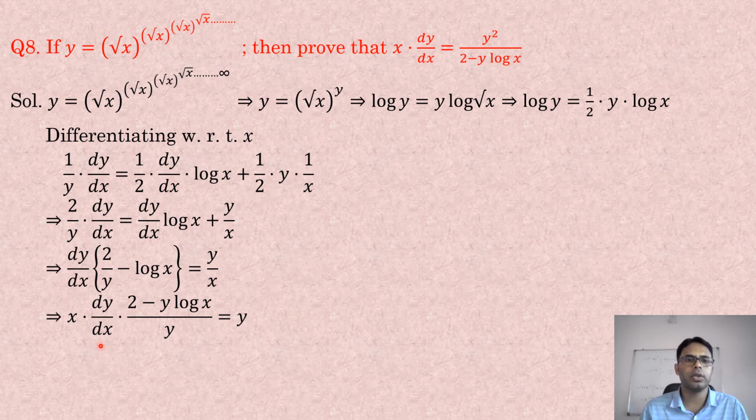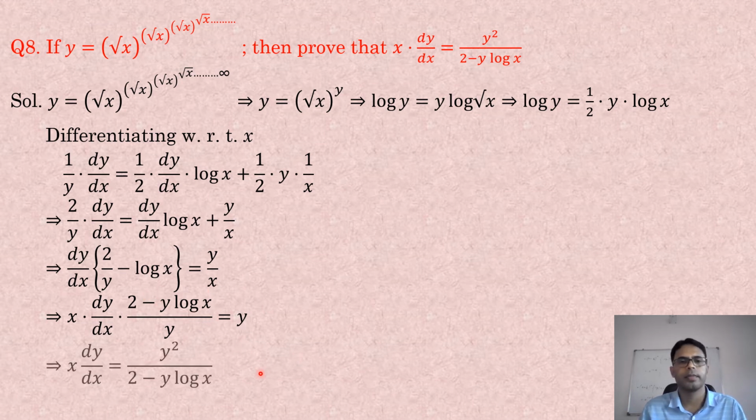So x into dy/dx, taking LCM here, y is the LCM, 2 minus this is y log x, this is y into log x. So this one is equal to, x is already taken as a product, so this x is cancelled, simply y is remaining on the right hand side. This y will go to the numerator, that means y square, and this term will come in the denominator like this. So x into dy/dx will be equal to y square over 2 minus y log x, and that is here. And so this is the proof of this problem.